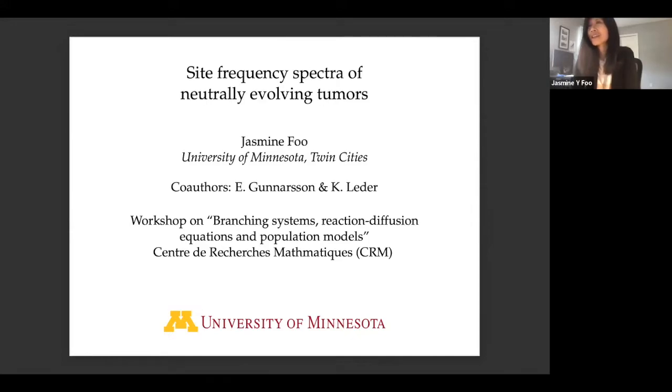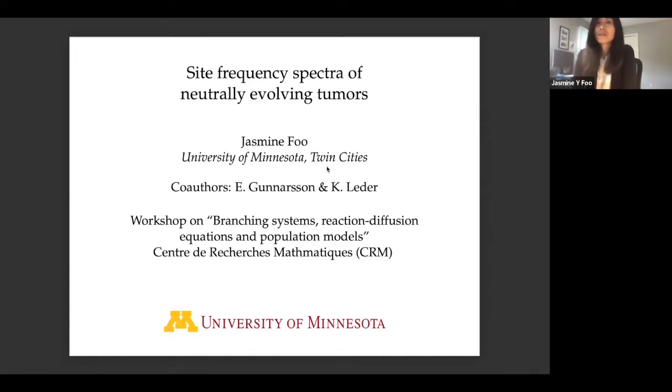First, I'd like to thank the organizers for organizing this workshop and the opportunity to talk to you about this work. And as mentioned, I'm going to be talking about site frequency spectra of neutrally evolving tumors. This is joint work with Einar Gunnarsson and Kevin Leader. And I would say the work was mostly driven by my student, Einar Gunnarsson.